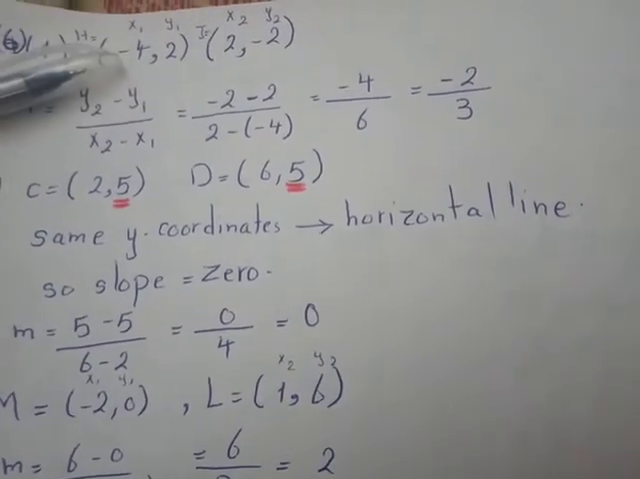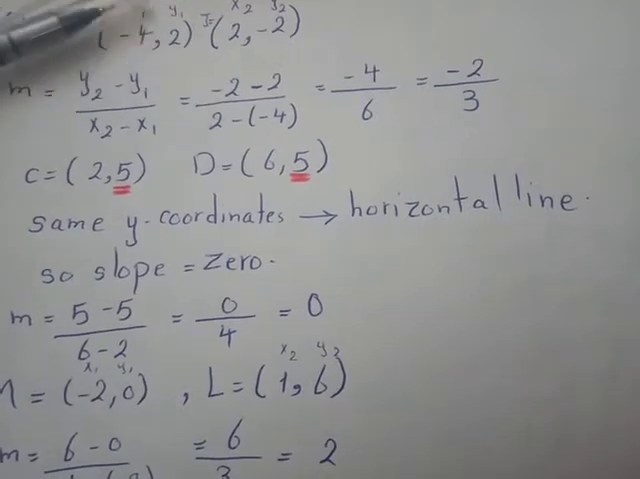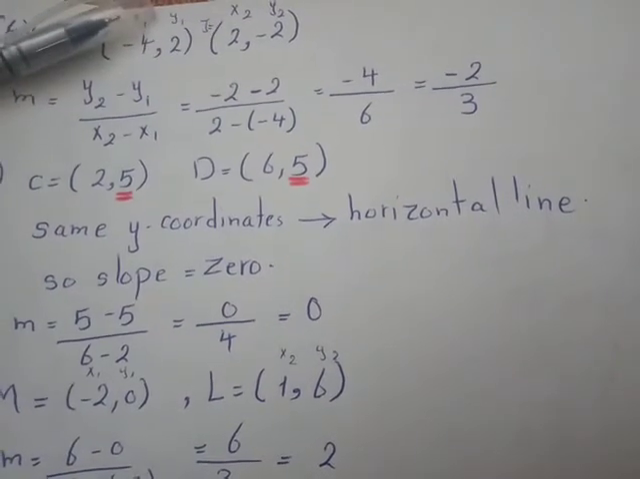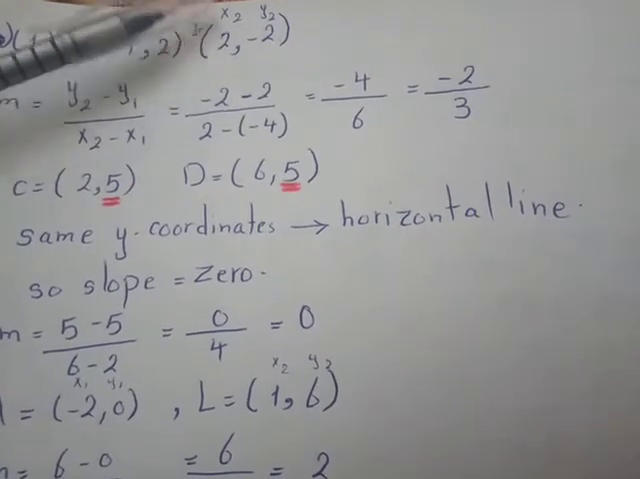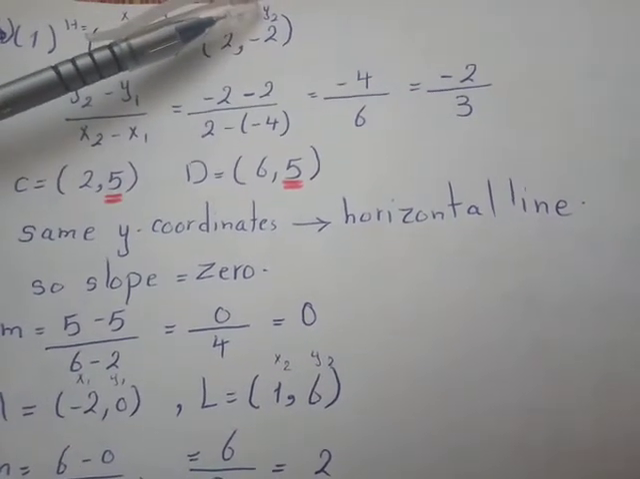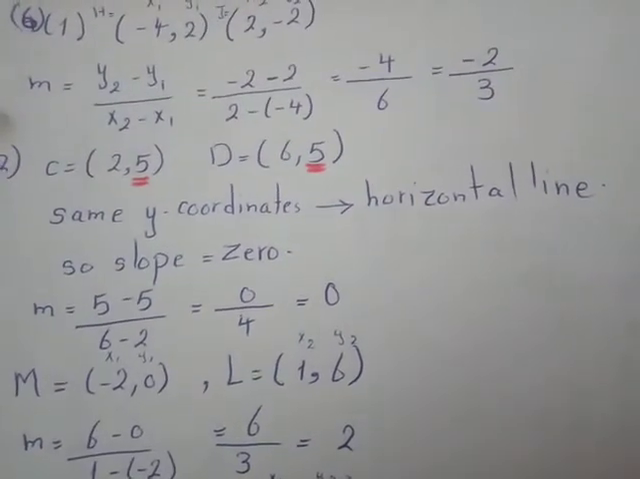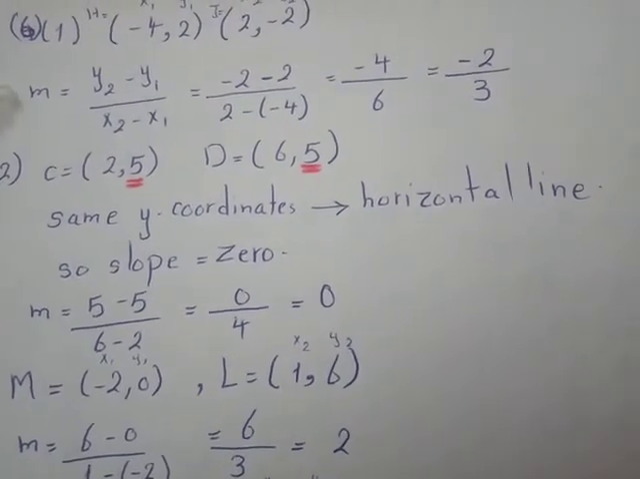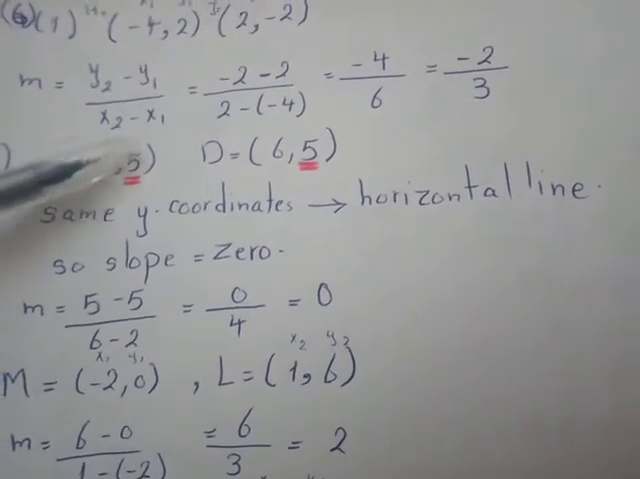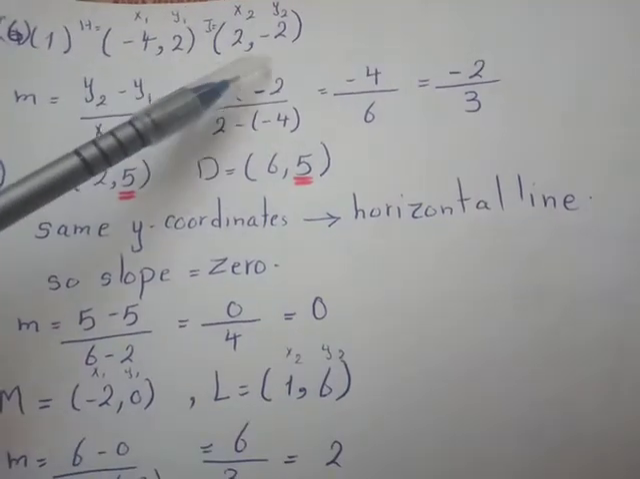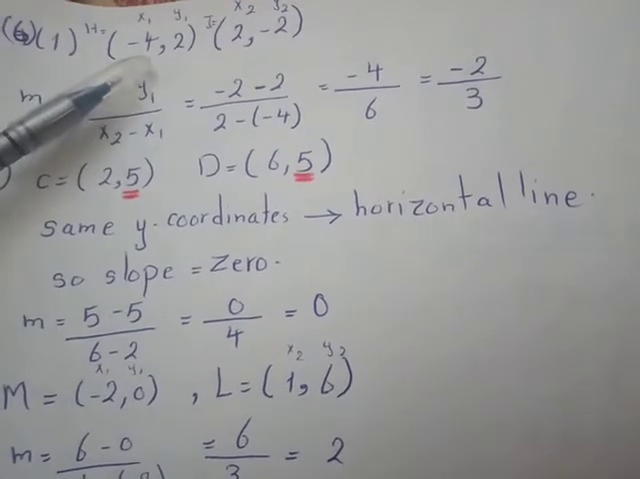Please write above here, this is x1 and this is y1. This is the first point. For the second point, write above 2 x2, and here this is y2, because this is the second point. The formula of the slope: m equals y2 minus y1 over x2 minus x1. So -2 minus 2 over 2 minus -4.